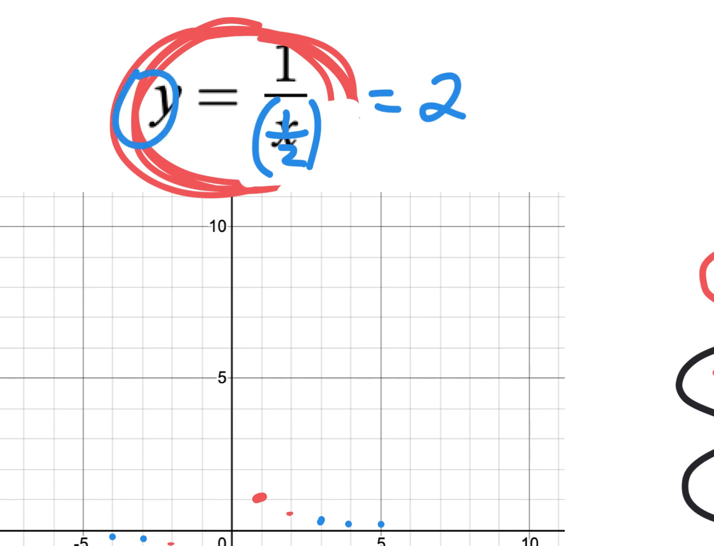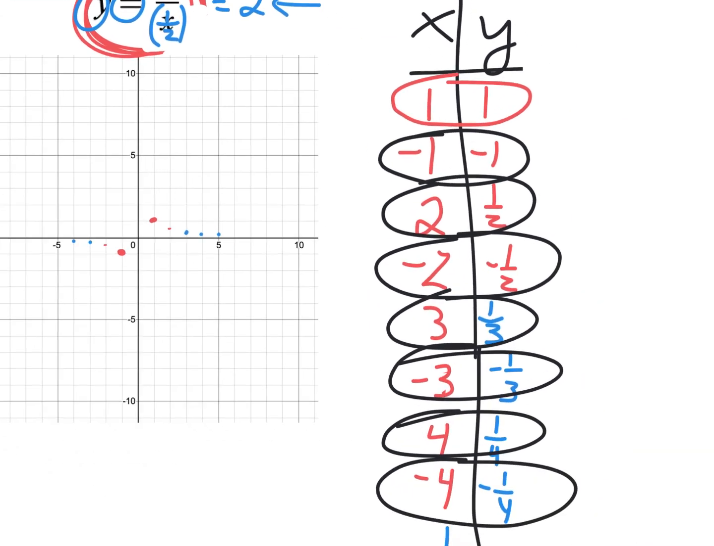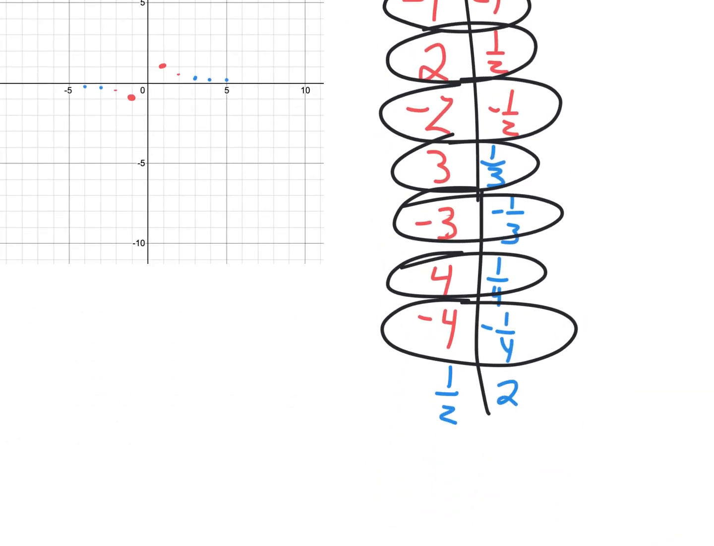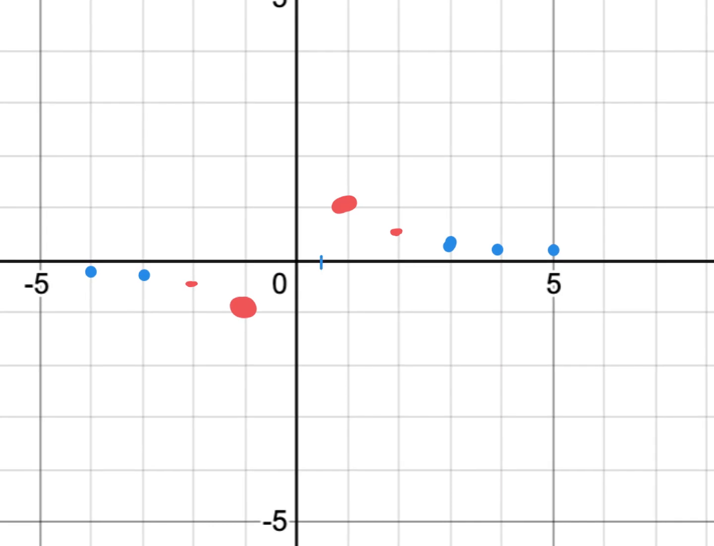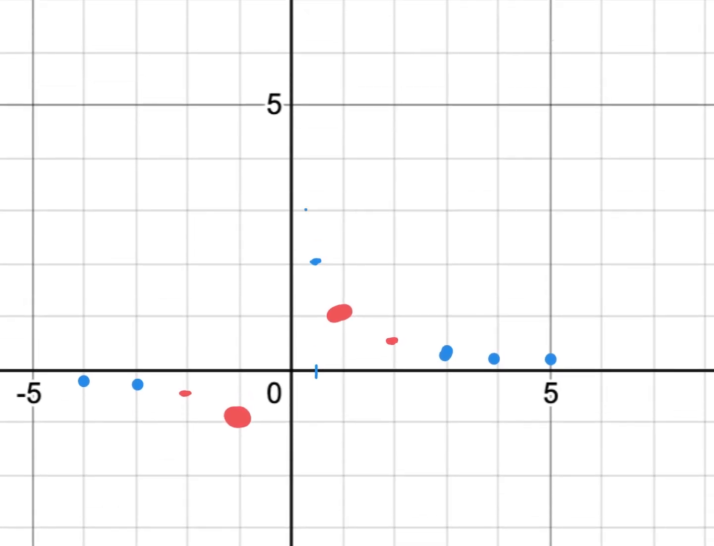So y equals 2. When I put in a half, I got 2. So 1/2 comma 2. I'm going to make a dot for that. I'm going to go over a half, that's like this, and then I'm going to go up 2 and I put a dot there. Do you get that this is going to get closer and closer and closer to that line but never touch it? All right. That means there's something here. Let's just finish this graph off.